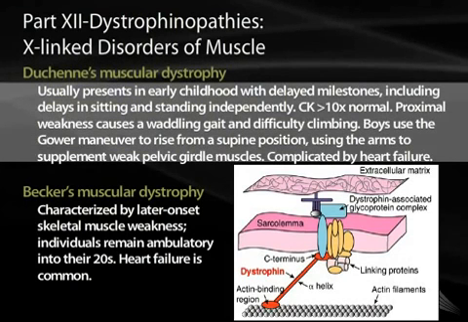Duchenne's usually presents in early childhood. You get delayed milestones: delayed sitting, delayed crawling, delayed walking. CK is about 10 times greater than normal on blood examination. They have proximal weakness causing a waddling gait and difficulty climbing.